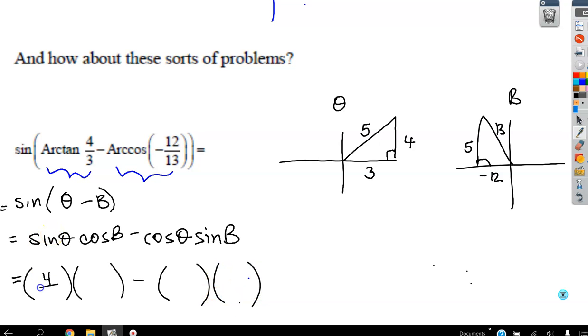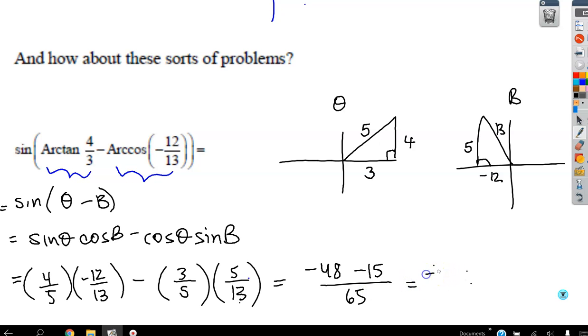Sine of theta, 4/5. Cos of beta, negative 12/13. Cos of theta, 3/5. Sine of beta, 5/13. So we get negative 48 minus 15. These both end up being over 65. So negative 63 over 65. So very similar kind of to what we did last time.